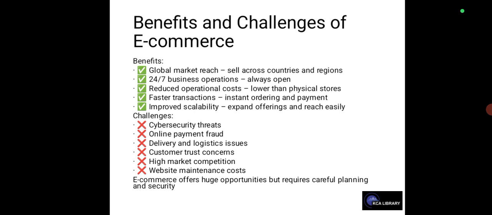And another advantage is that there is instant ordering and payment. You order and pay immediately, and it can improve scalability. You can expand offerings and reach easily. It's very easy to expand. It's very easy to reach. For instance, the internet has made the world a global village, so you can just post something online, and almost in different countries they can view it and even order from them where necessary.